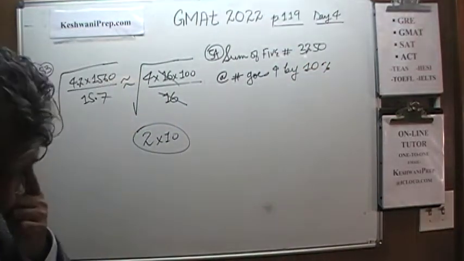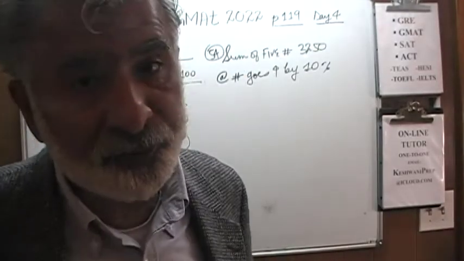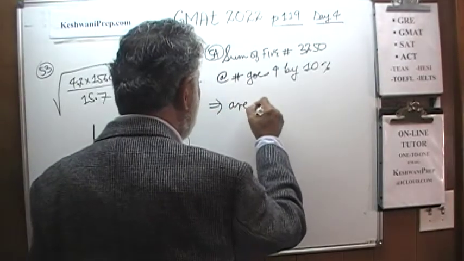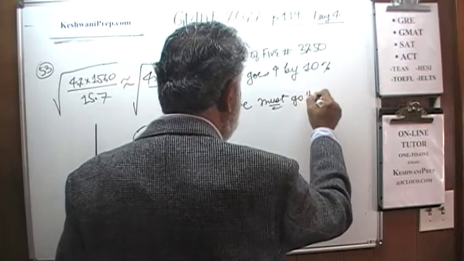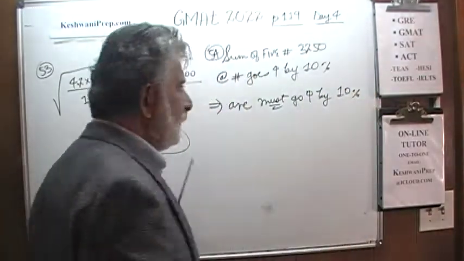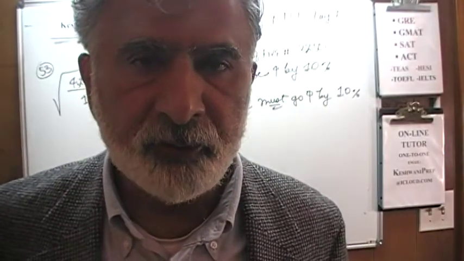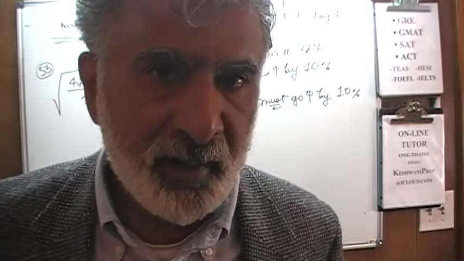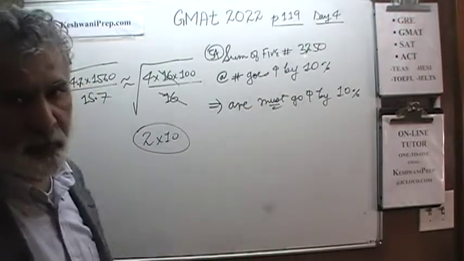Well, if each number in this set goes up by exactly 10%, that implies that the average must go up by 10% as well. If you increase each and every number by 10%, the average obviously is going to go up by 10%. If you double every number, the average is going to double. If you cut every number in half, the average is going to be half, so on and so forth. We just have to figure out what is 10% of that amount.